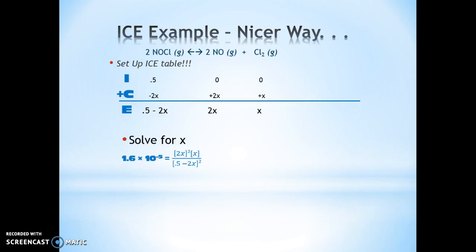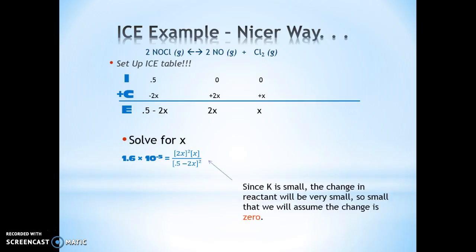So there's my expression. Now this is the deal though. Since K is very small, the change in reactants will be very small. So we're going to assume the change is 0. What do I mean by that? Well, remember the reactants are right here. What I'm going to do is assume that this change right here is 0. So I'm just going to square the 0.5. I'm going to cancel this out and make it 0. 0.5 minus 0 is 0.5. 0.5 squared. That's exactly what I'm going to do.